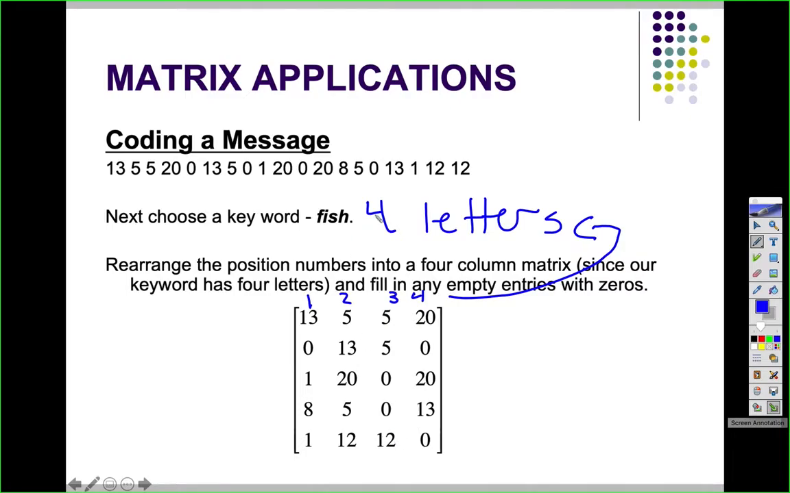Now, look, this message ended at a 12, but a matrix can't end. So you just put zeros to finish the matrix. So it's a nice matrix. This one is 5 rows, 4 columns, but it was 4 columns because our keyword was 4. That's why it was 4.